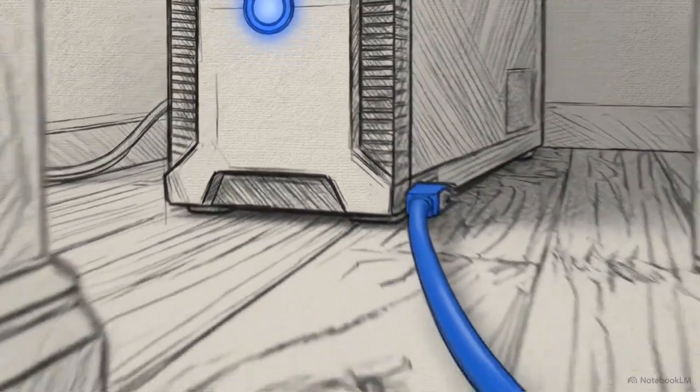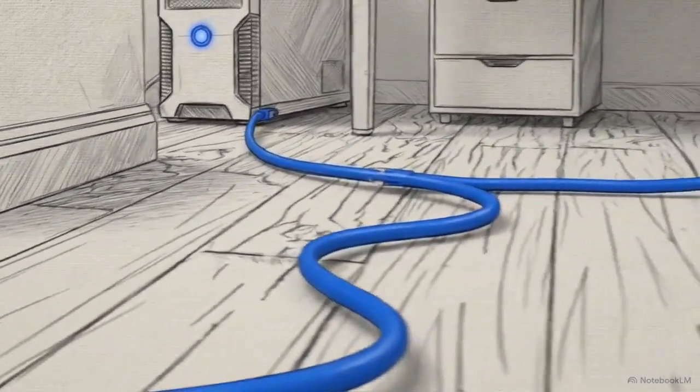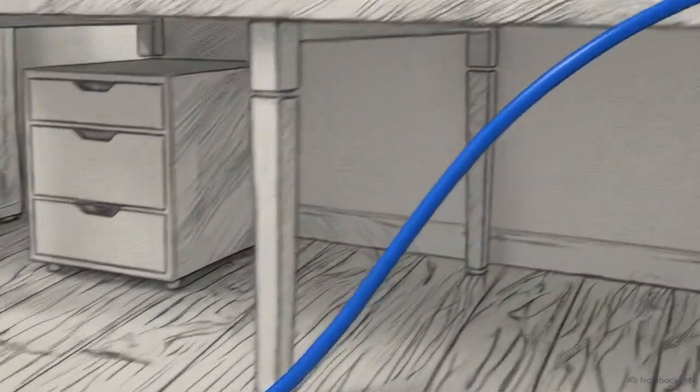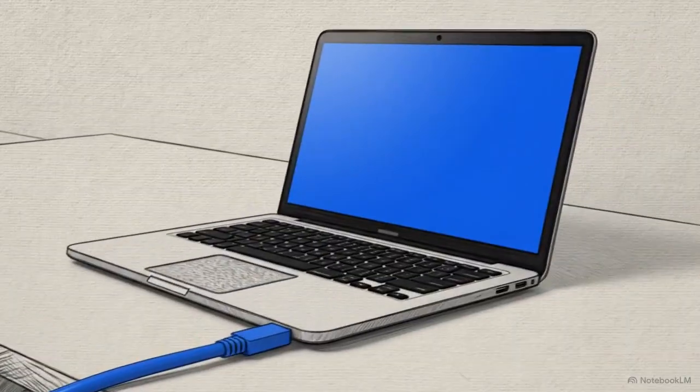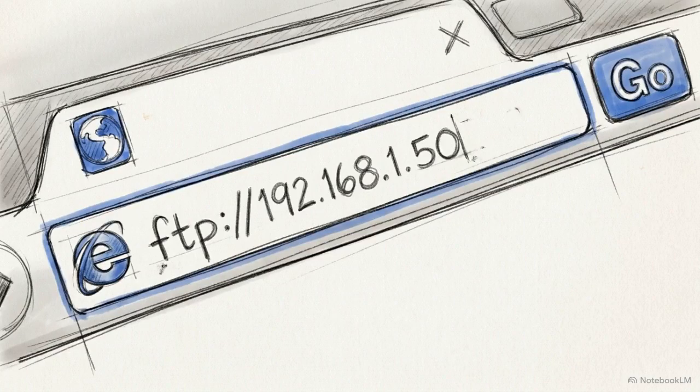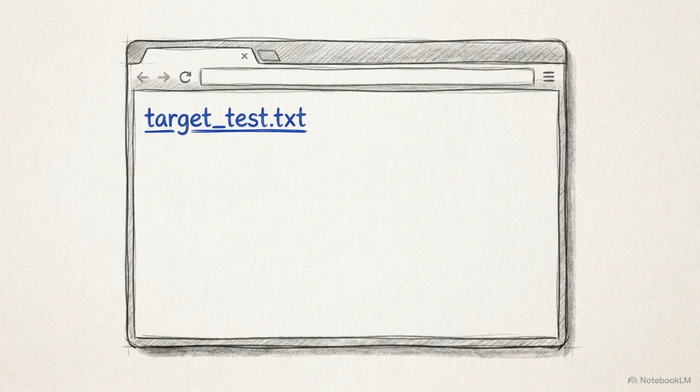Now we can test the connection. We'll leave the host server and move to a separate client computer connected to the same local network. Open a web browser and type ftp:// followed by your server's static IP address. Enter your credentials when prompted, and you will see the test file we created earlier.